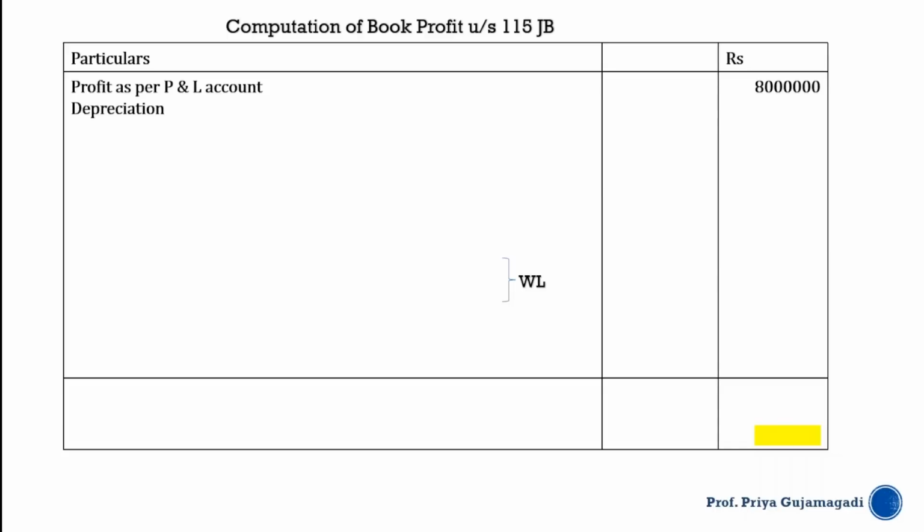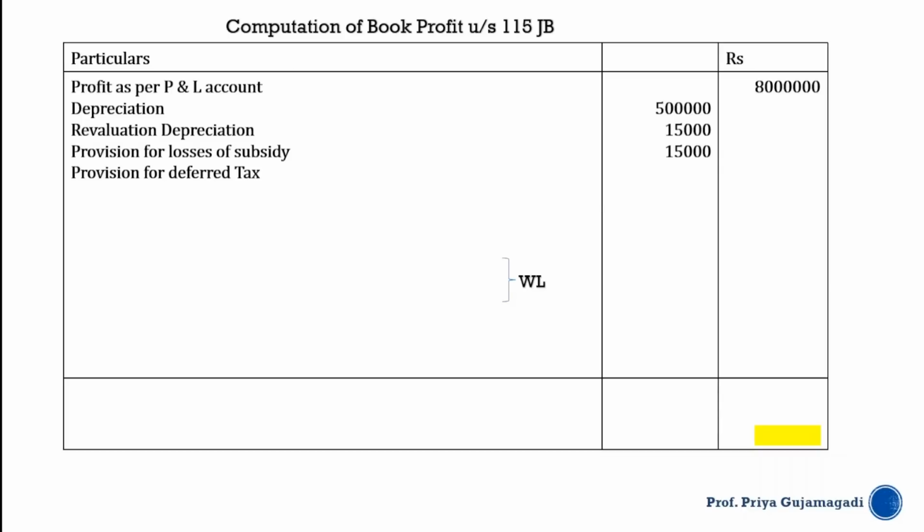Depreciation, we have to add these inadmissible expenses. Depreciation 5 lakh. Revaluation depreciation 15,000. Provision for losses of subsidiary 15,000. Provision for deferred tax 10,000. We have to add all these items, 5,40,000. Under normal provision we have taken wealth tax, but under book profit we should not take wealth tax. So now the total will be 85,40,000.